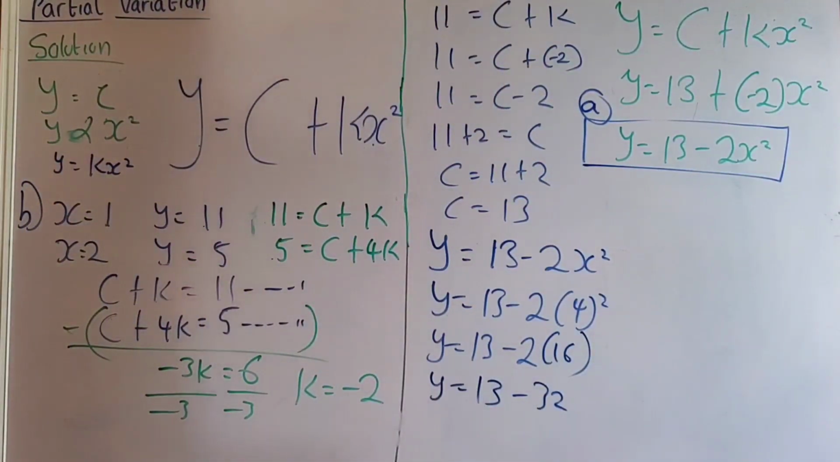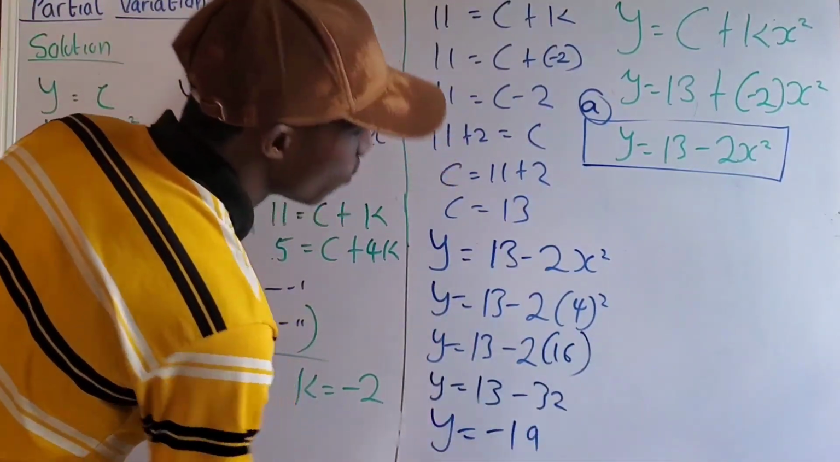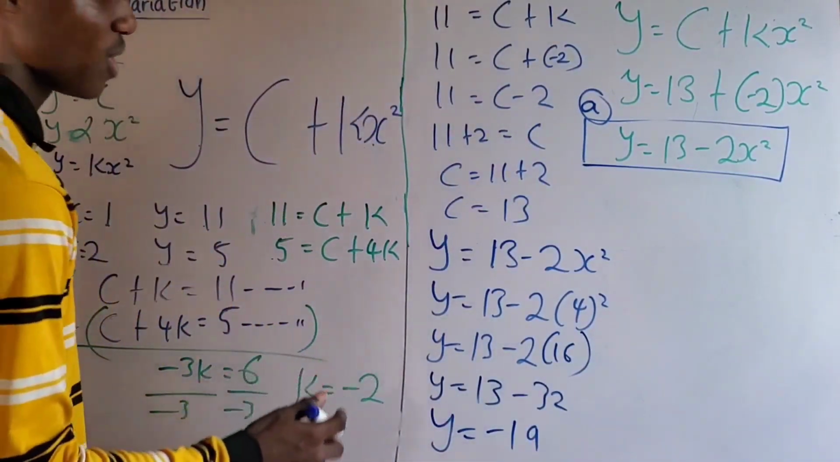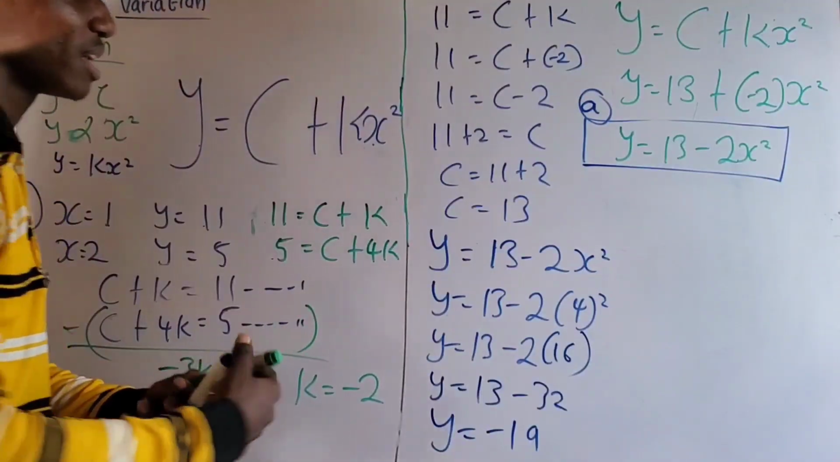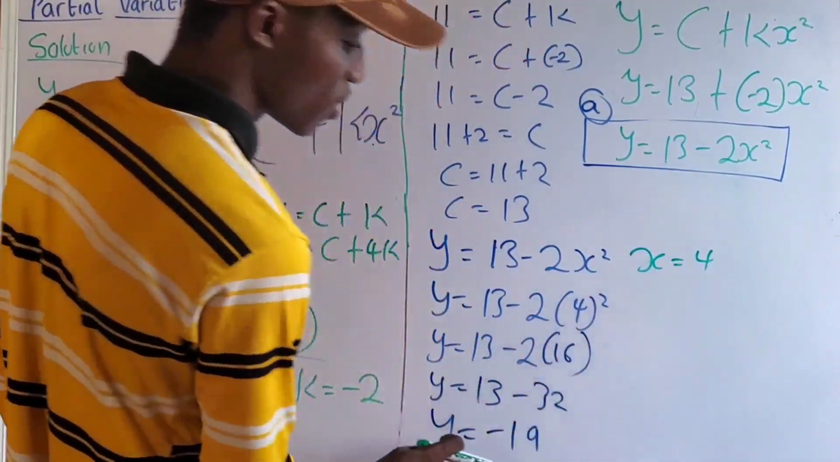Do you have any question? In the absence of question, 13 minus 32 will give us negative 19. Do you understand? So the value of y equals negative 19 when x is 4.